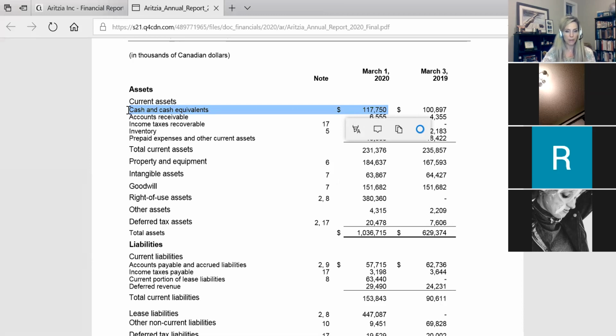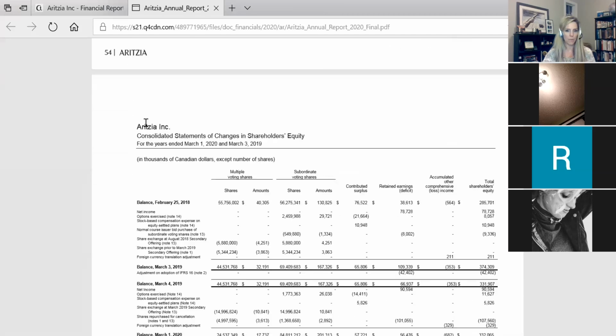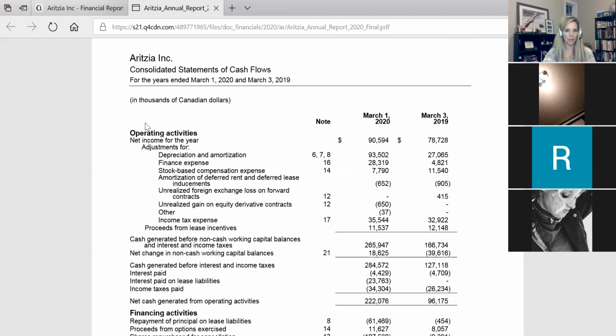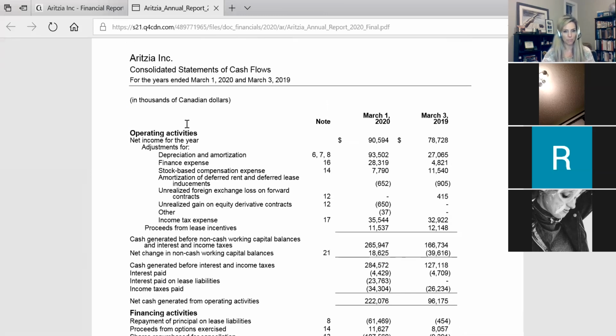Okay, so they're telling me that at the end of their fiscal year, on March 1st of 2020, they had 117,750 million. Okay, that's how much was in their bank account, consolidated, of course. So remember that number, write it down. What I'm going to do is go to the fourth statement here, the most fun. This is the story of cash. And it's the story about how cash started and ended this year.